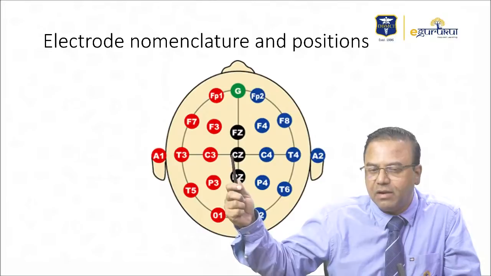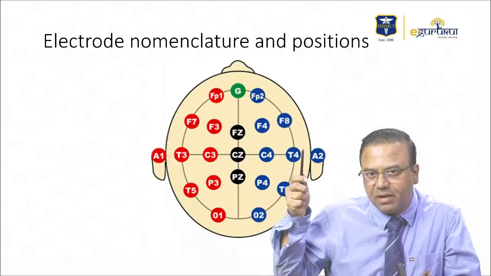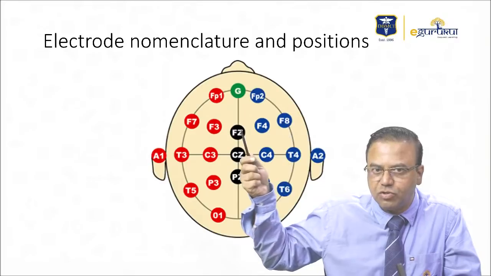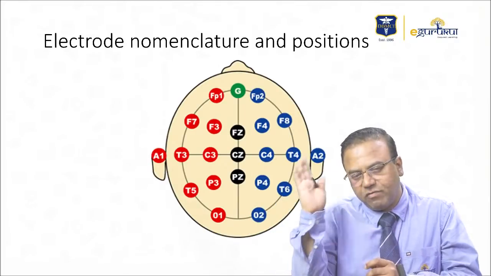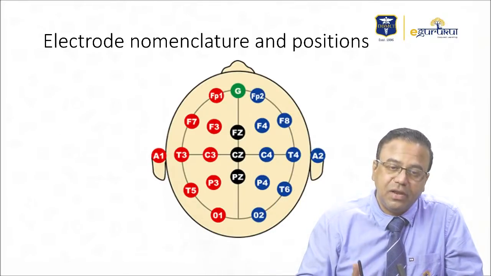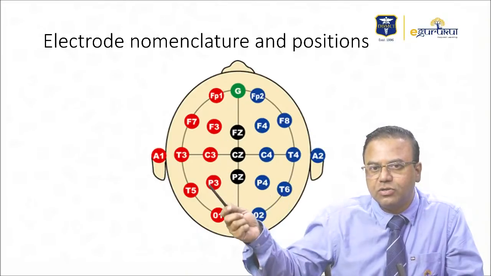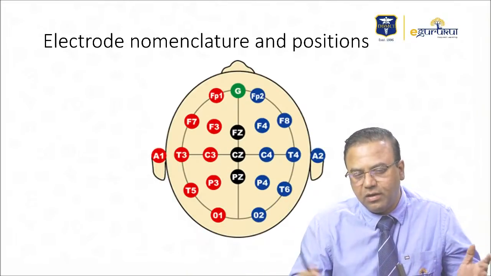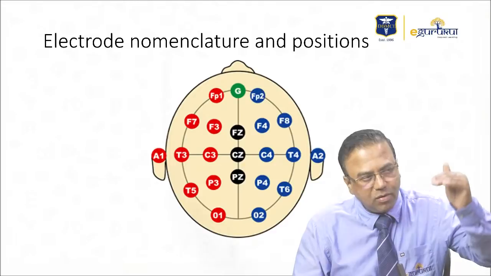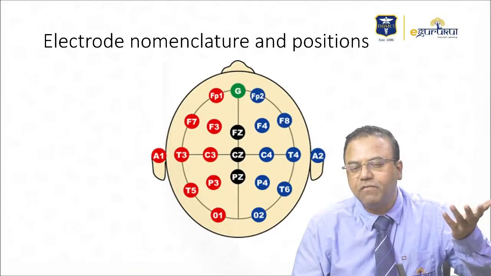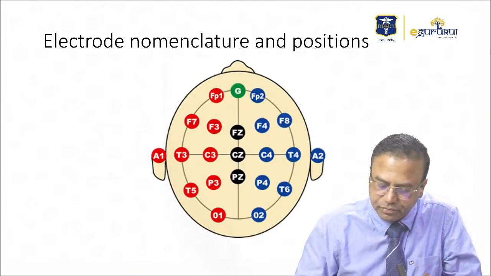So midline, and remember, the more away it is, the bigger the number. So you got 4, you got 8. 8 is a bigger number, so more away from the center. So the more away from the center, the bigger the number for the electrode. And even numbers are all right side, odd numbers are all the left side. So if they give you an EEG, wherever you see any abnormality, look at the side, is it an even number or an odd number? If it's an even number, it's a right side problem. If it's an odd number, that's a left side problem.